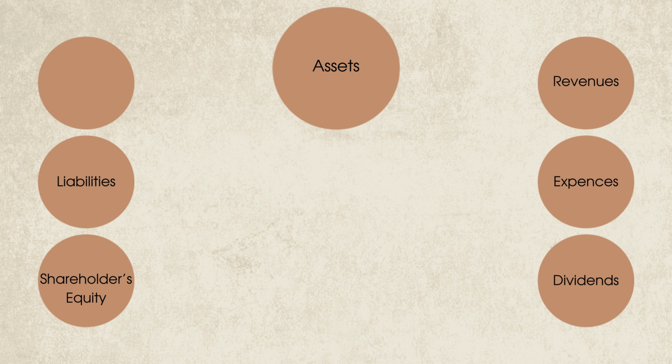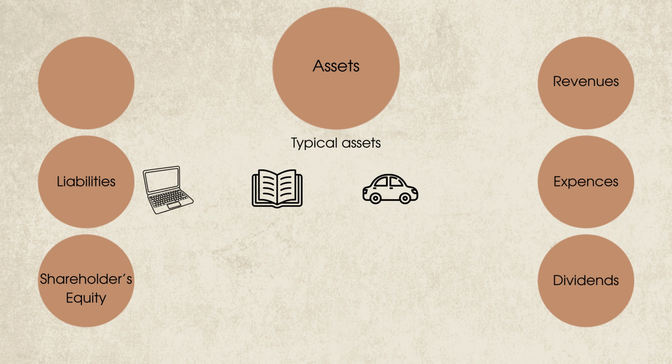Let's start with assets. When I introduce this topic to students, I like to ask, what are some typical assets you think a college student might have? The answers I usually get include things like a laptop, textbooks, maybe a car, or even a bicycle. Some students get creative and mention things like their education or their skills. And while those are valuable, they don't show up on financial statements for reasons we'll discuss.